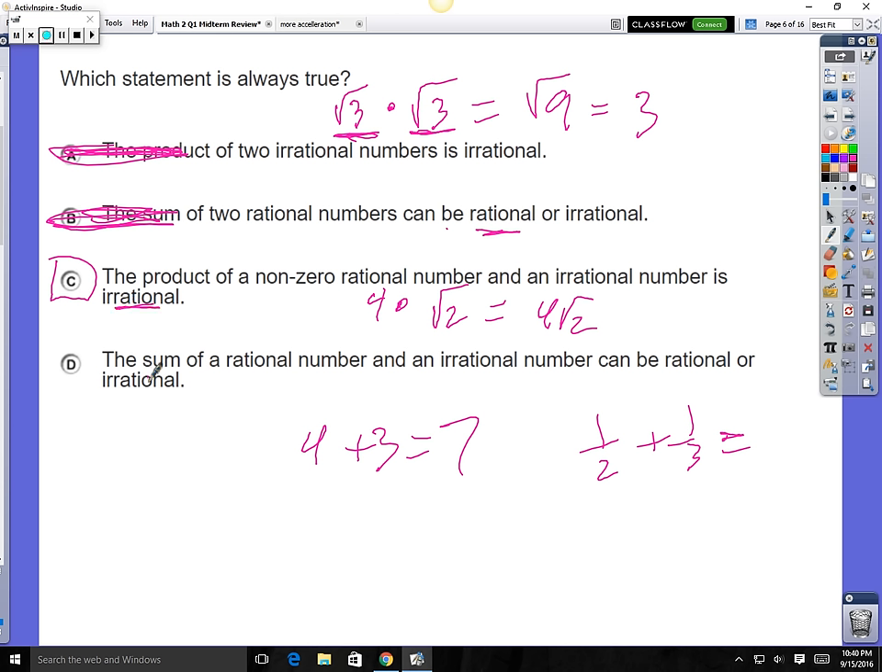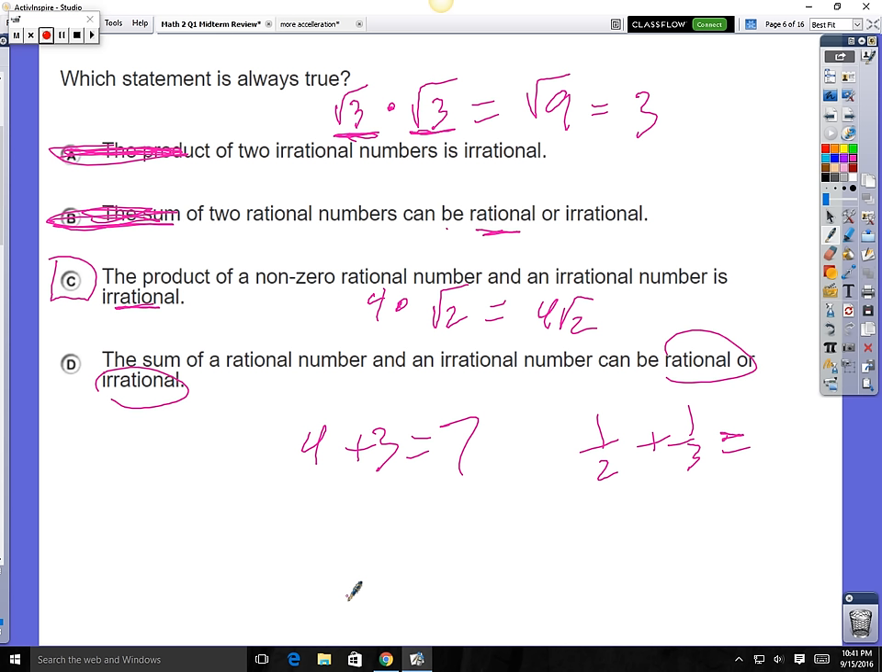The sum of a rational and an irrational can be rational or irrational. It can always be one of the others. Man, I kind of like that one too.